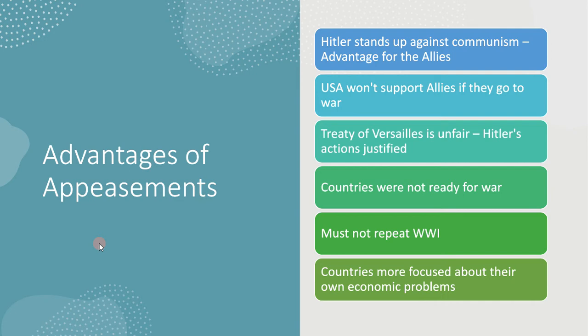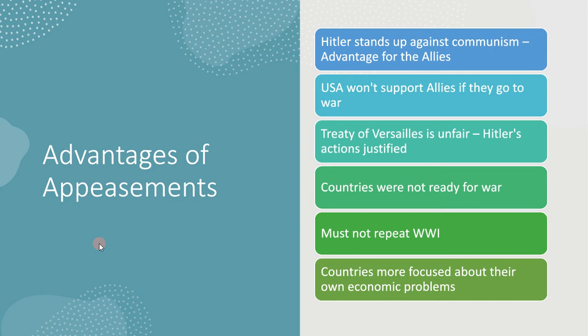As you can see, Britain and France didn't like communism, and Hitler absolutely hated communism, so they had something in common there. The USA won't support the Allies if they go to war again. The USA swore that they wouldn't get involved in another international war, because they saw how terrifying it was. So losing the USA would be crucial because they're not going to supply them with weapons and ammunition either.